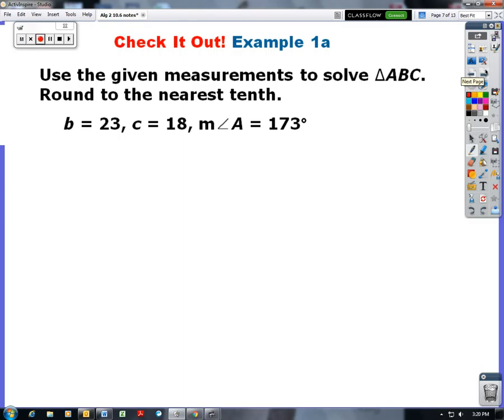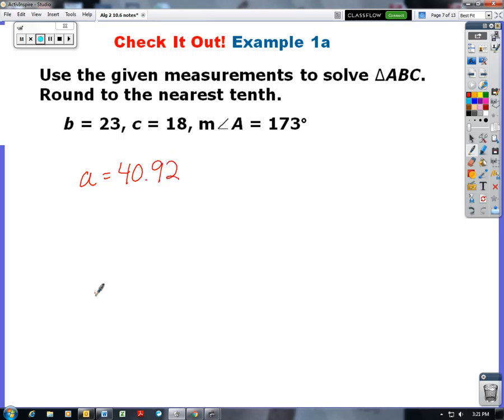This is an on your own, so you can pause and do this on your own, and then I'm going to just simply supply the answers. This looks like a side angle side problem, similar to the first example we did. So you're going to be using law of cosines to find little a first, and when you do that you should get little a is 40.92, and in my notes I've got it rounded to the nearest hundredth.